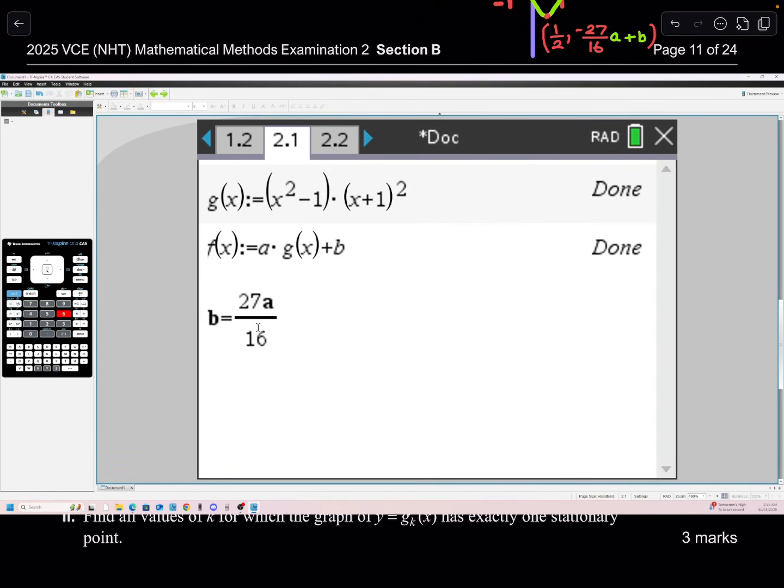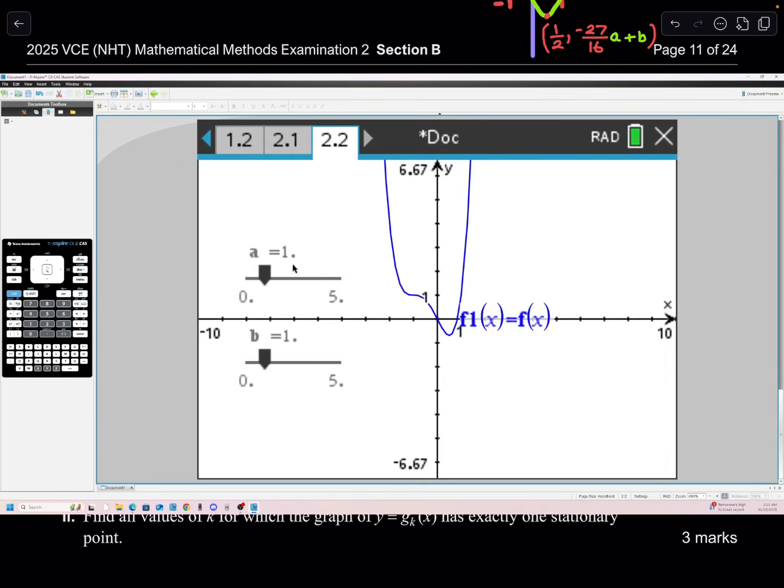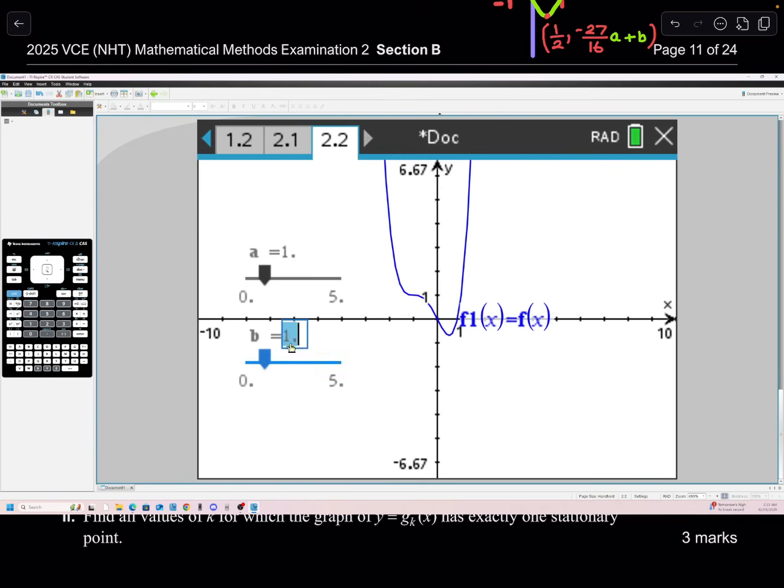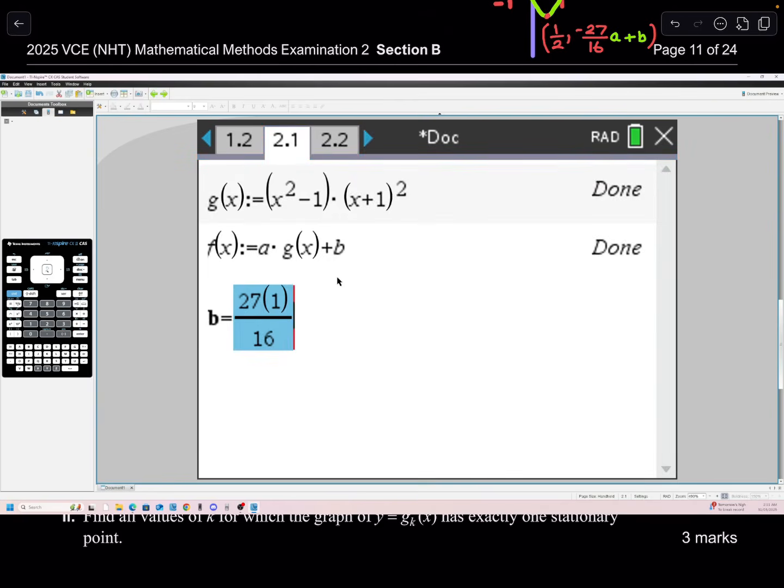For example, let's say a equals 1. If a equals 1 here, what does our b value have to be equal to? It has to be equal to 27 over 16. So we can copy that there, enter. Can you see how our minimum turning point is at the x-axis there? And it works for all of this. It's like a general solution, think about it.